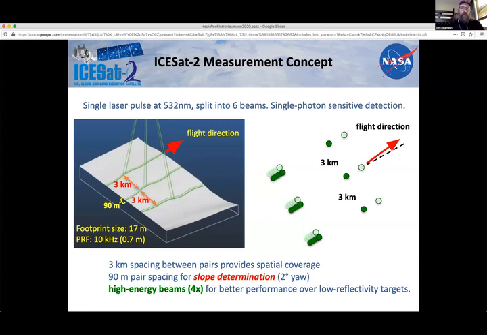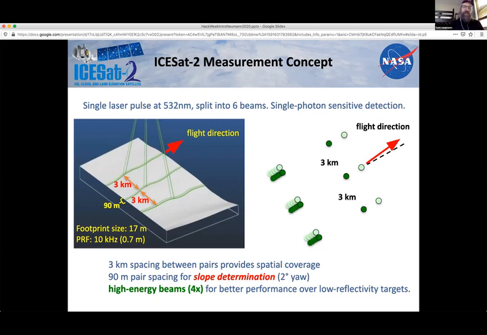The transmit frequency of the laser is 10,000 times a second, or 10 kilohertz. And at our orbit altitude, that gives us a spot on the ground in each of those 6 spots every 70 centimeters along track. So under clear sky conditions, that means you get essentially continuous coverage in the along track direction. Of course, clouds will block visible light, like green laser light. But in clear sky conditions, you get these 6 tracks on the ground.